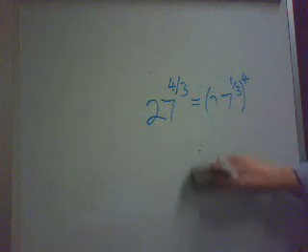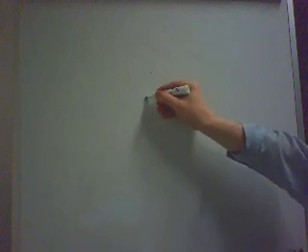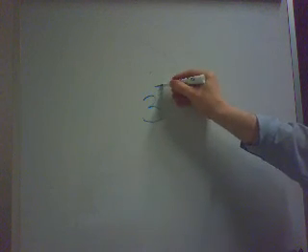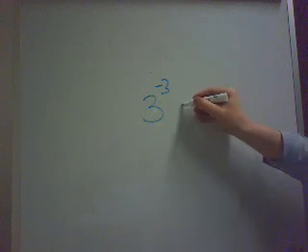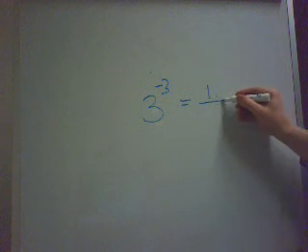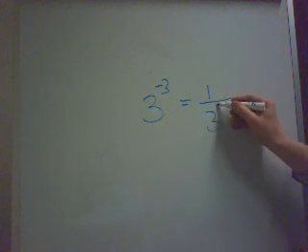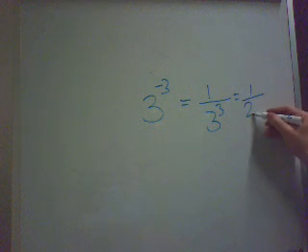The last question concerns negative power. How do we rewrite 3 to the minus 3 with a positive power? Well, a negative power can be rewritten as 1 over the positive power, and so that gives us 1 upon 27.